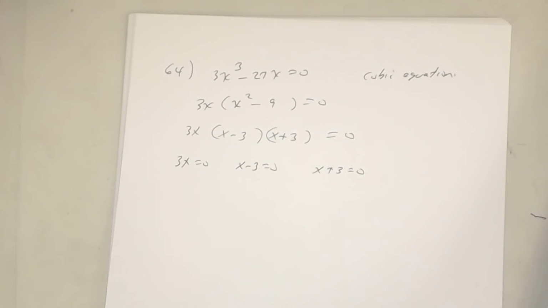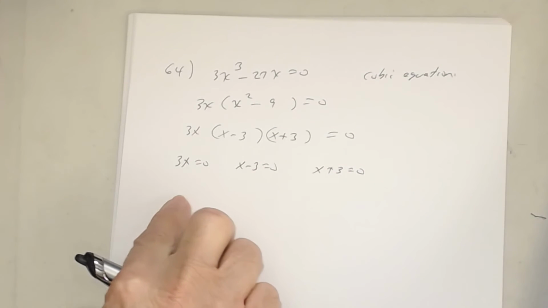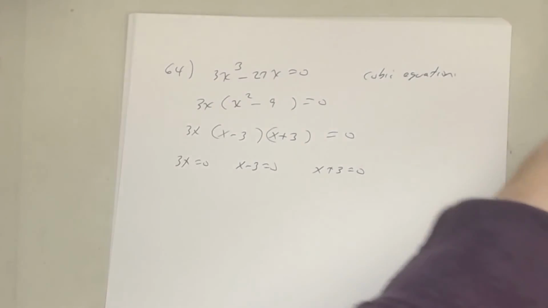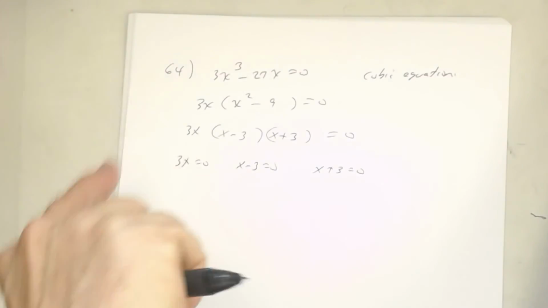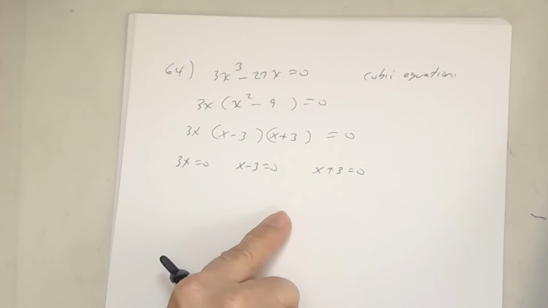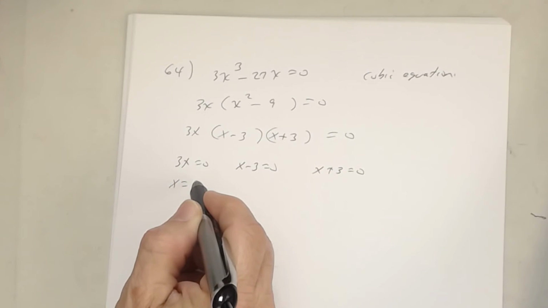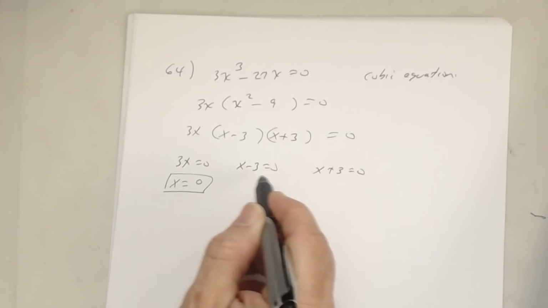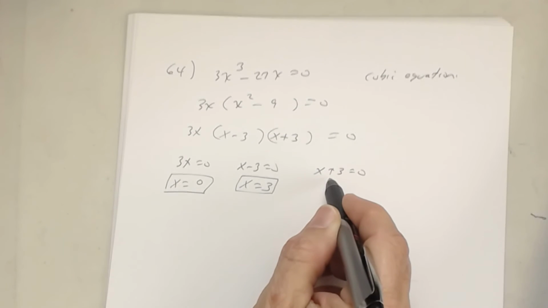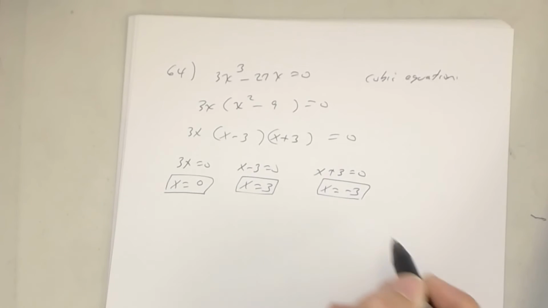Yeah. And so notice I went from a cubic equation to 3 linear equations. In the others, I went from quadratic to linear, right? This is cubic to how many linear? 3. So if 3x equals 0, that means x has to be 0. If x minus 3 equals 0, that means x has to be 3. If x plus 3 equals 0, that means x has to be negative 3.